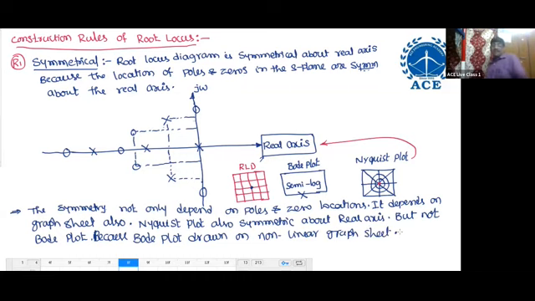Okay, but remember, the first statement, the root locus and all these are just for explanation. What you have to remember is that the root locus diagram is always symmetrical about the real axis. That's all. Okay? Next, the second rule.